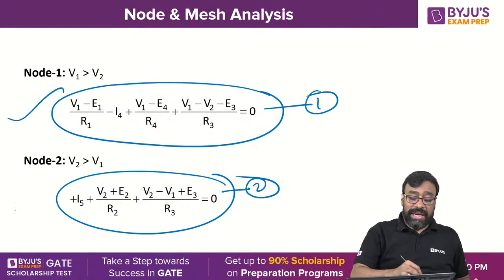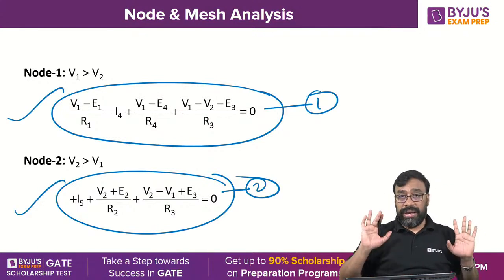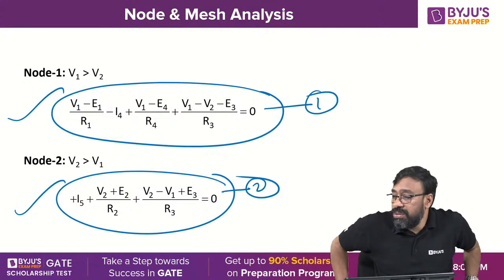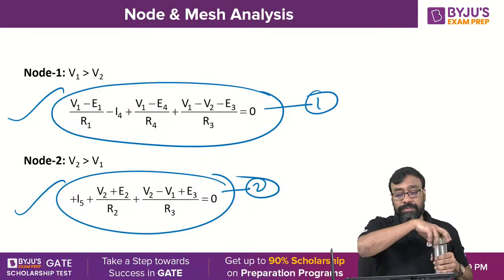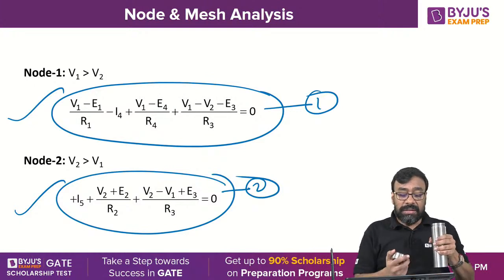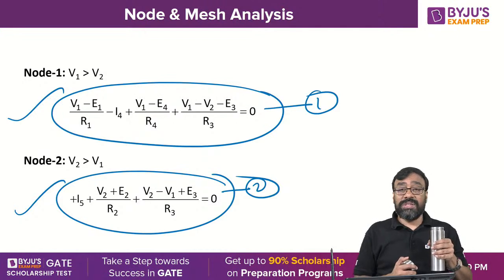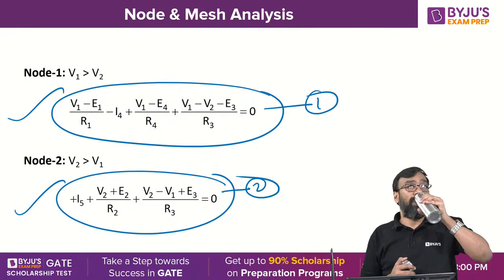All leaving currents positive, entering currents negative, you can take. Hope you're following, all of you. At node 1, you can write the equations by taking V1 greater than V2. At node 2, you can write the equations by taking V2 greater than V1.